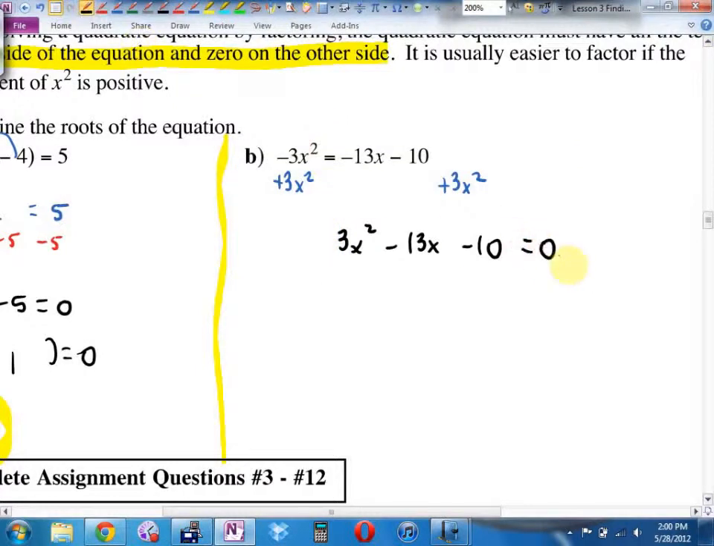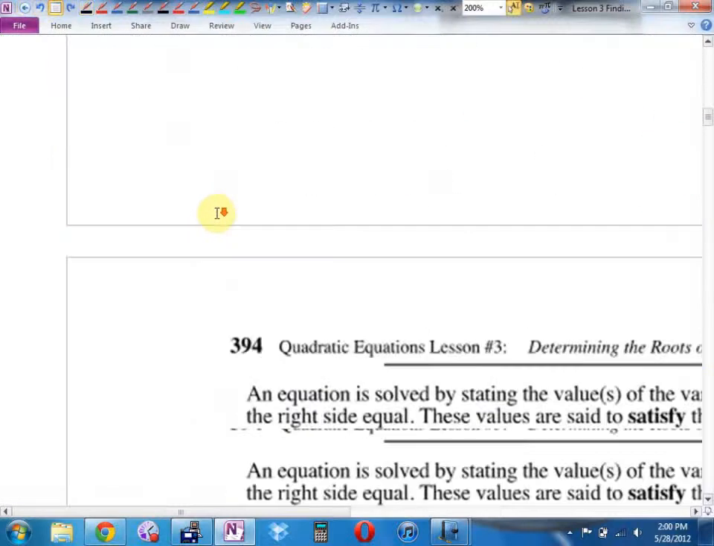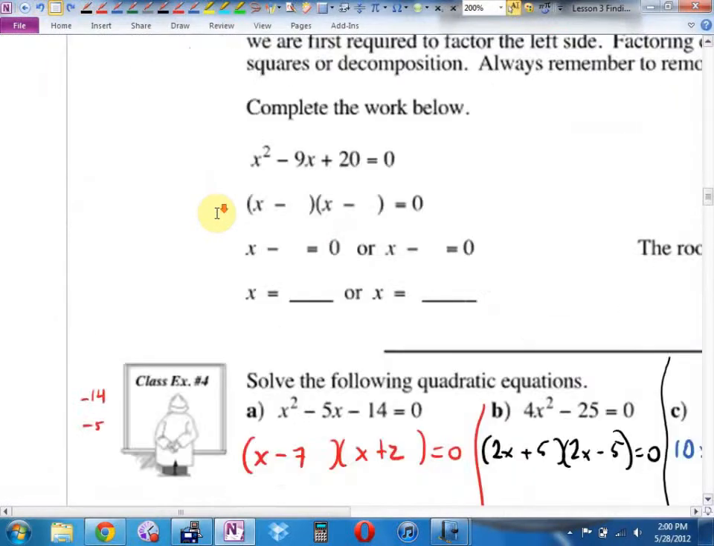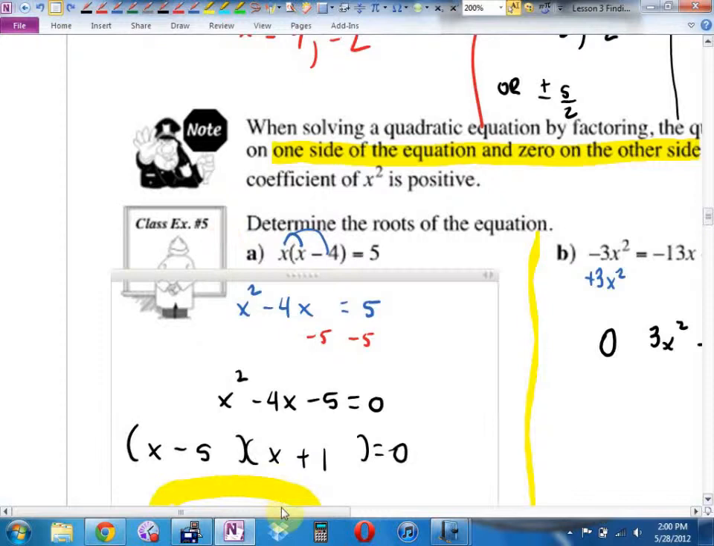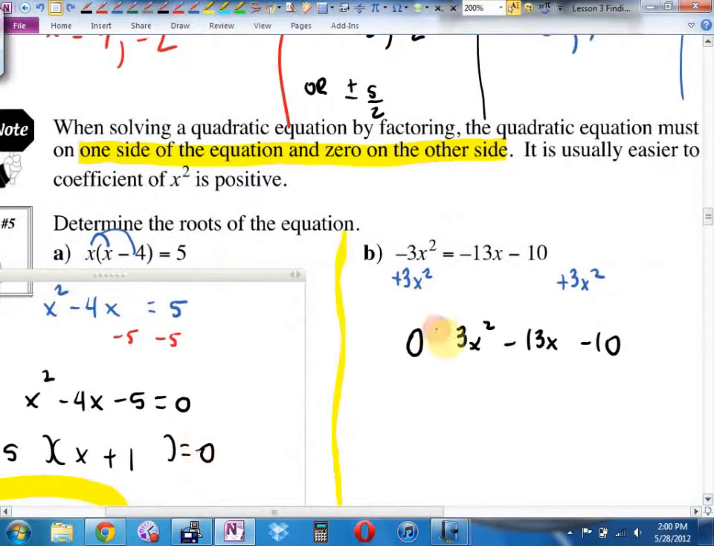That's the same equation. But I'll keep it over on this side just to let you get used to the fact that sometimes it will show up on the left.